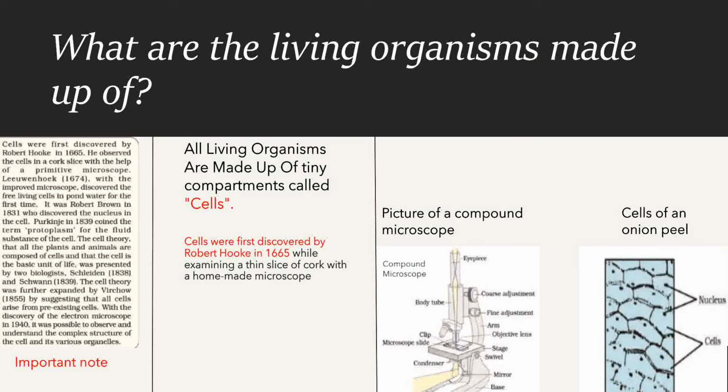The chapter starts off with the question: what are the living organisms made up of? All around you are living organisms, your friends, your cousins, your siblings, but what are all these living organisms made up of? All living organisms are made up of tiny compartments called cells. Cells were first discovered by Robert Hooke in the year 1665 while examining a thin slice of cork with a homemade microscope.